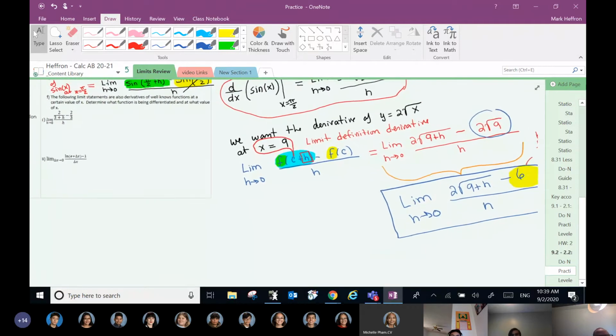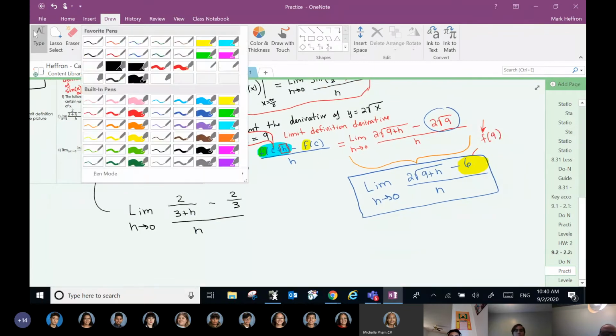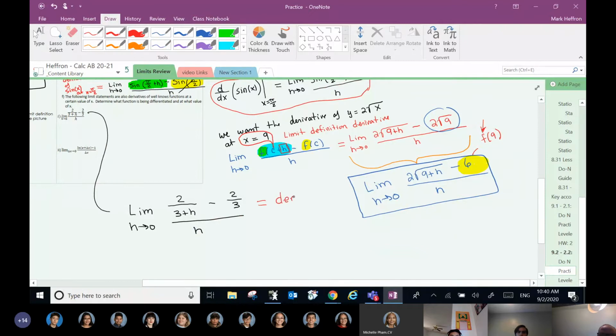And so what I'm driving at is I want us to look at this next one in our list. We're looking at this guy. The limit as h approaches 0 of 2 over 3 plus h minus 2 over 3 all over h. I'm telling you this is a derivative at x equals blank. Derivative of some function f at x equals blank. And I wanted you to tell me, hey, f of x equals blank and x equals blank.